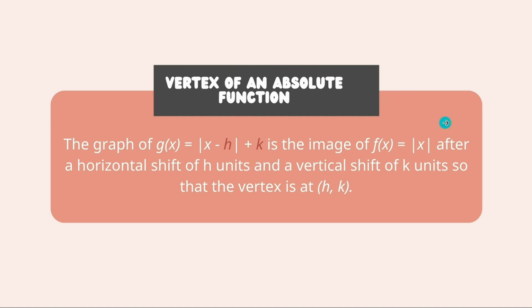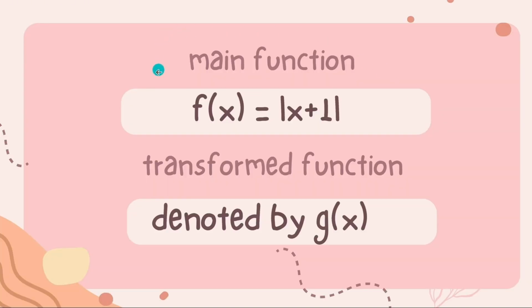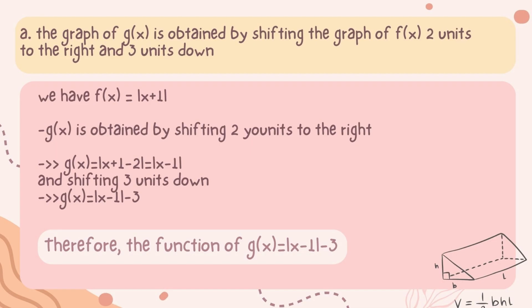To understand more, let's solve a few problems. We have here the main function f of x equals the absolute value of x plus 1, which is transformed and denoted by the function g of x.